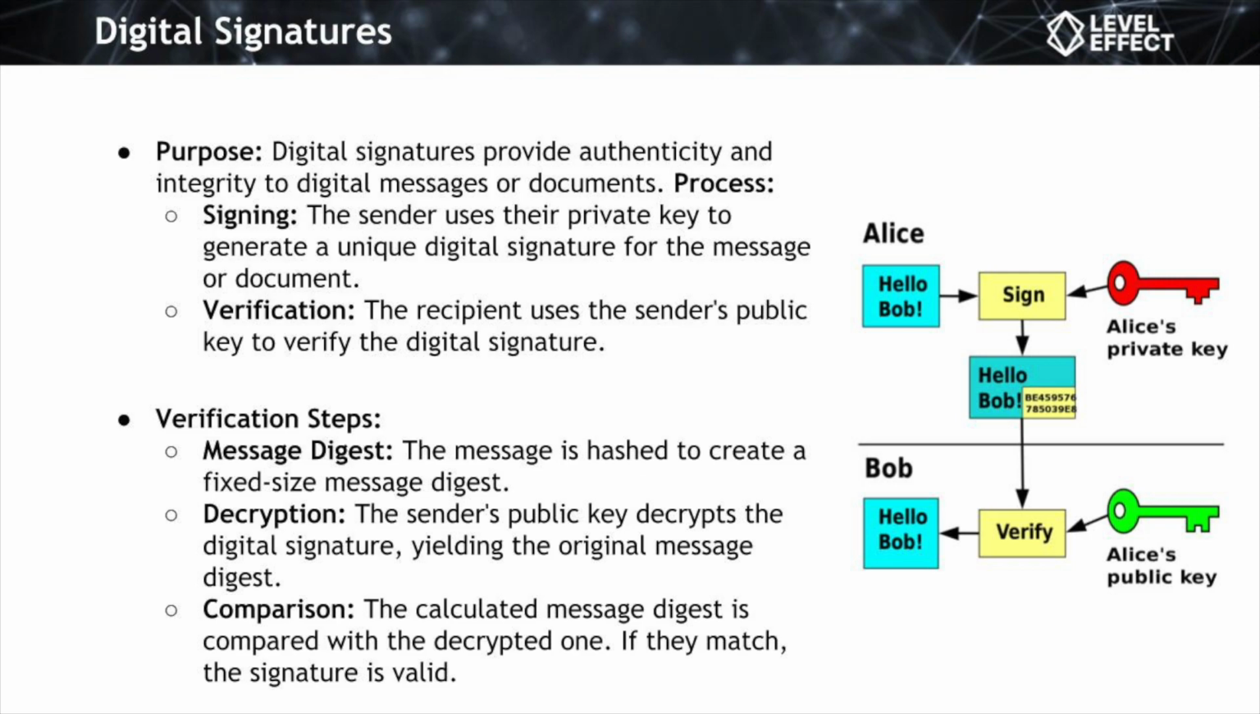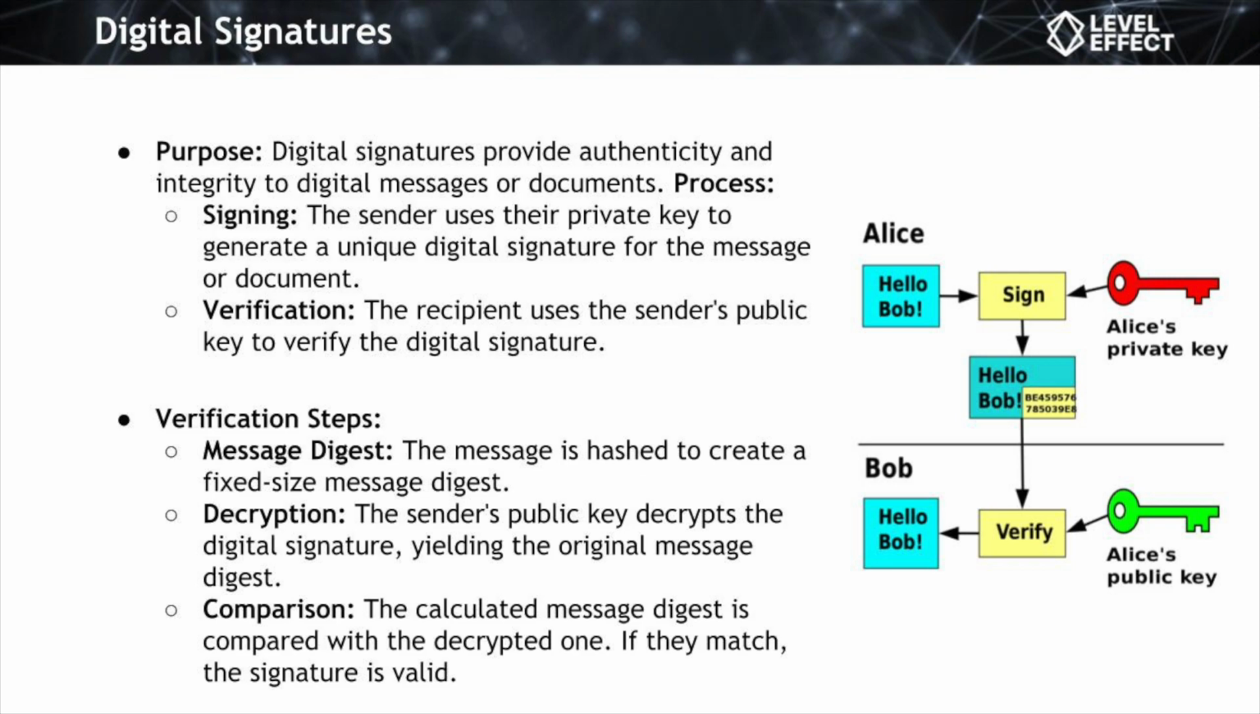And the process begins with the sender generating a digital signature using their private key. And this signature is unique to the specific message or document. Upon receiving the message, the recipient uses the sender's public key to verify the digital signature's authenticity and integrity. And zooming in a little bit into the verification steps itself, we have the message digest portion.